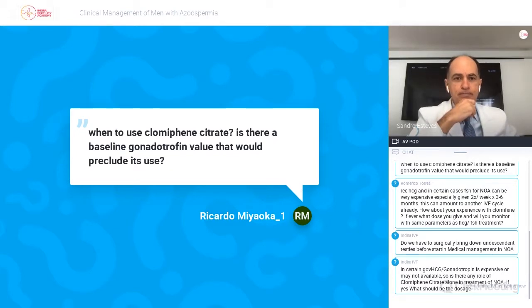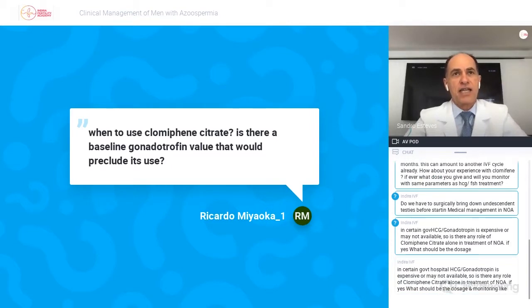So there's another question by my colleague, Dr. Miyaoka, who works with me, and he's asking when to use clomiphene citrate. Is there a baseline gonadotropin value that would preclude its use? Clomiphene citrate can be used to increase FSH and LH levels. If you have a patient with non-obstructive azoospermia, and you want to do hormonal modulation, we can give clomiphene citrate. There's no baseline gonadotropin value that would preclude its use. You can give it to a patient even with high FSH and LH levels.